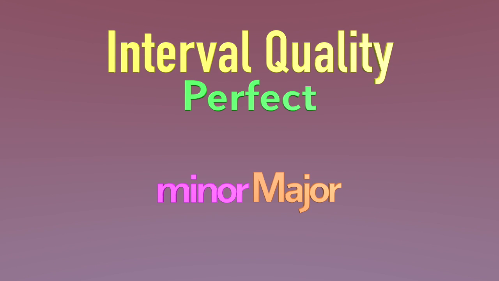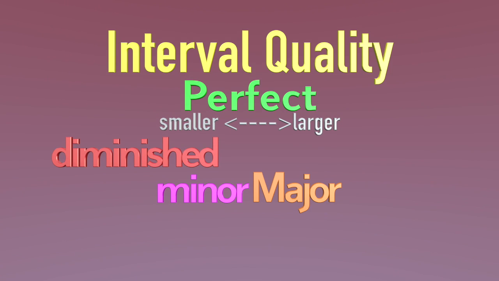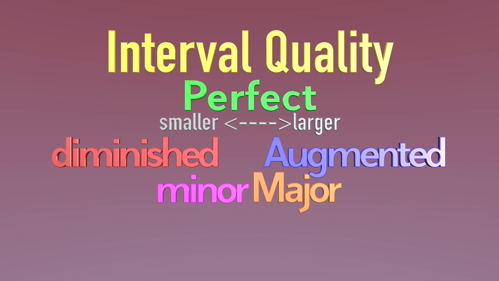They can be something other than major, minor, or perfect. If it's smaller than minor or smaller than perfect, we say it's diminished. If it's larger than major or larger than perfect, we say it's augmented. Let's dig in and see what that actually means.